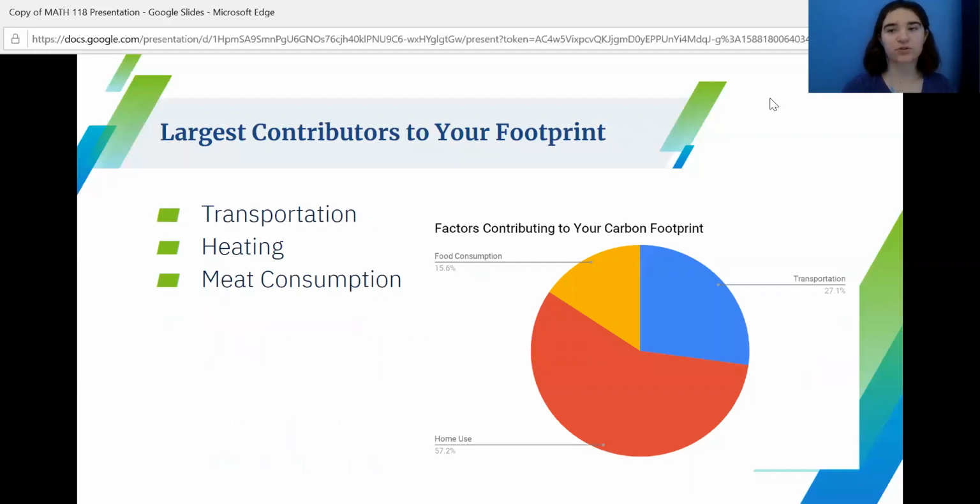So the largest contributors to your footprint were the transportation, including driving a gasoline car, heating your home, and meat consumption. So transportation, again, was close to 11,000. Meat consumption was close to 4,000, and you can see in the pie chart off to the side there that home use figured for the majority of your carbon footprint, at least in our project's analysis.